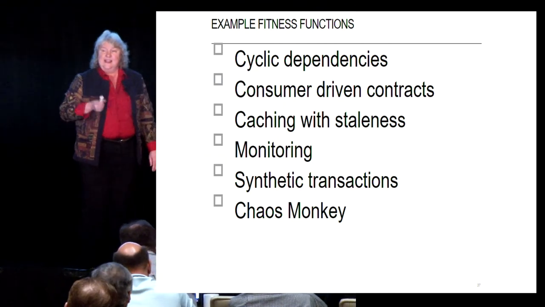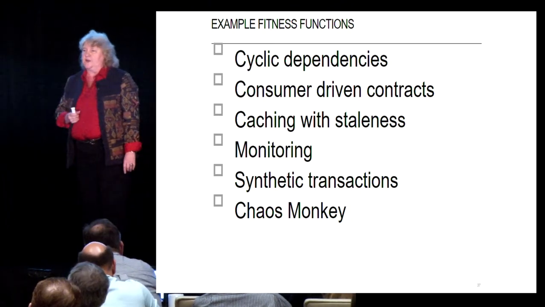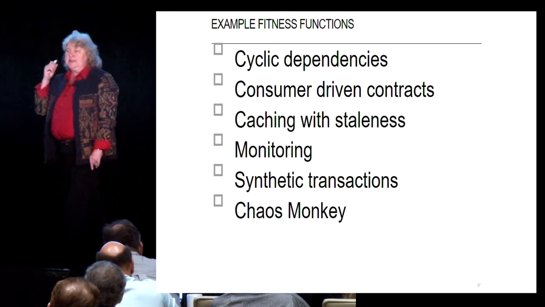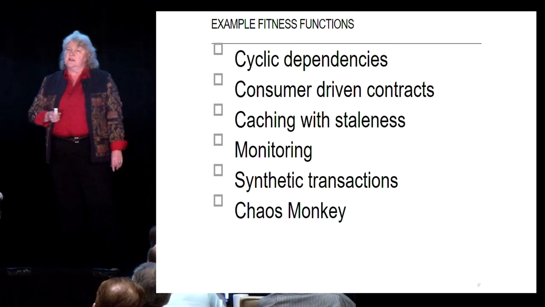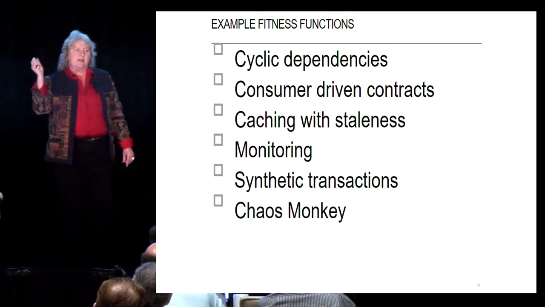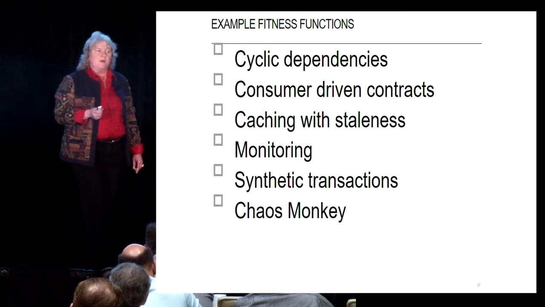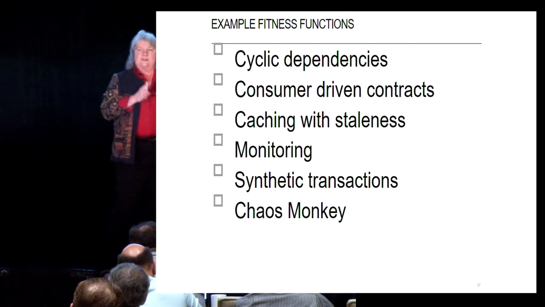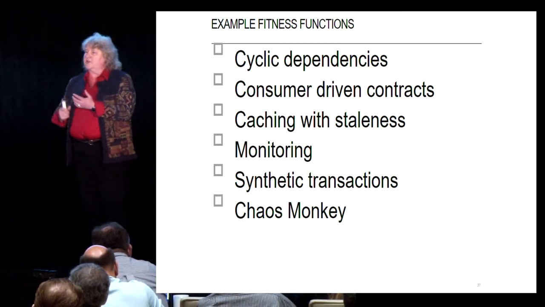Chaos Monkey, the classic holistic continuous fitness function. This thing runs and just breaks things. But the nice thing is, anyone who is in any kind of architectural governance role at Netflix never has to worry about misconfigured REST endpoints because they get kicked out.